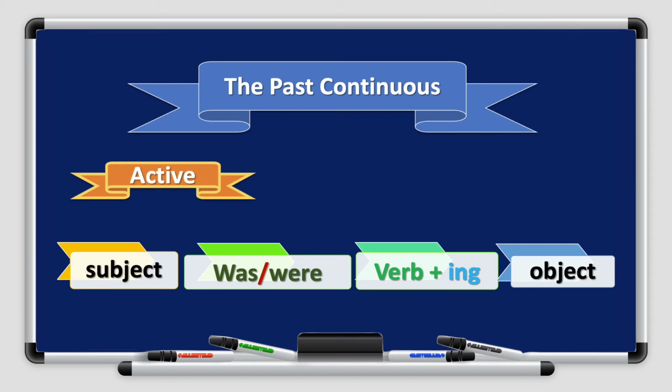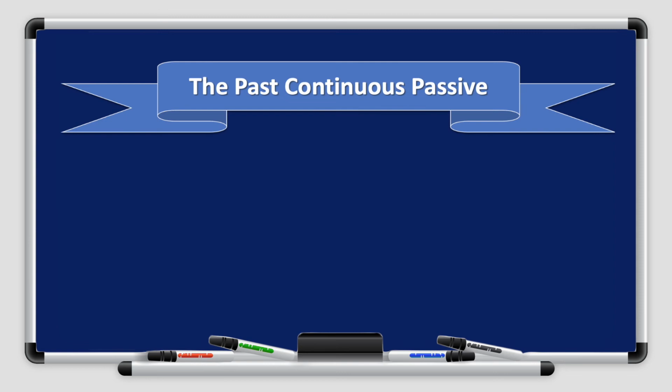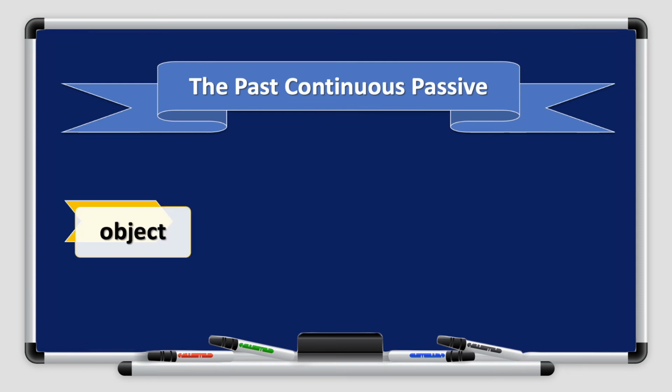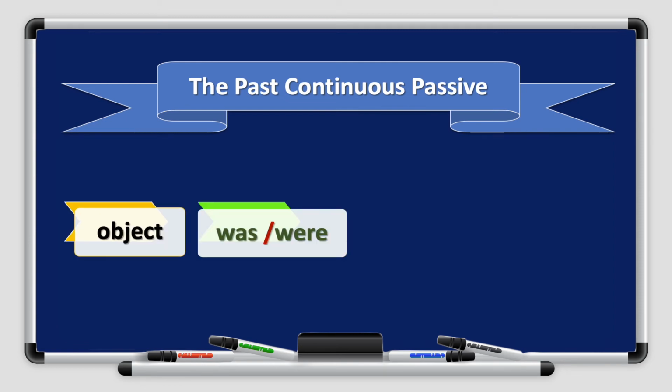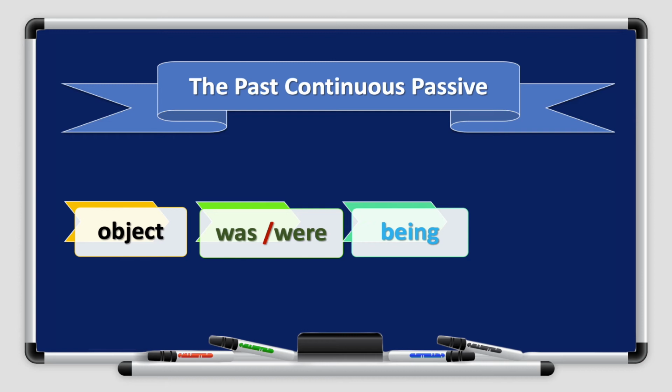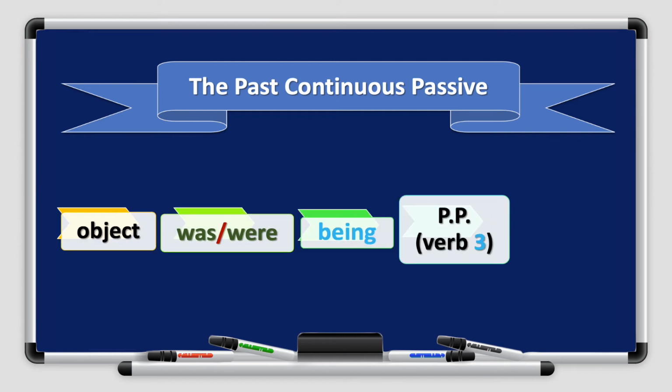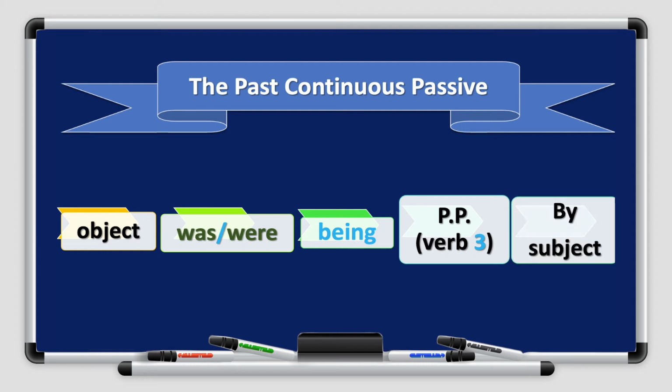Now that we've covered the present continuous, let's look at the past continuous. It is generally the same idea. We're just going to change one thing. With an active sentence, you have subject, was, were, verb ing, followed by object. However, with a passive sentence, you will start with the object first, followed by was, were. So we just change the forms of verb to be because it's the past continuous. Followed by being, past participle verb 3, and you will end with by the subject.